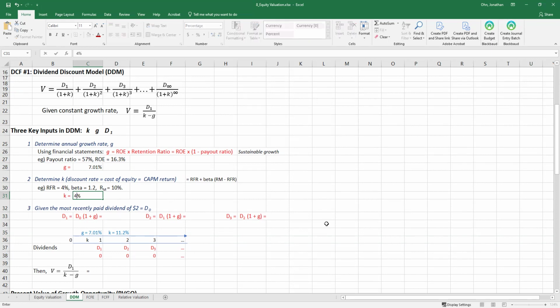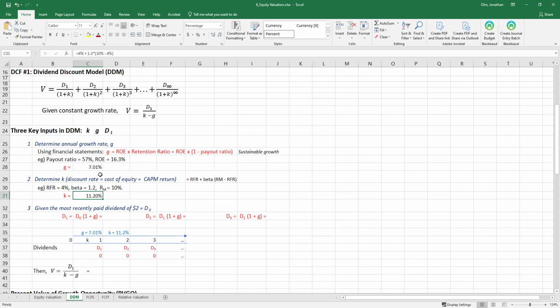The risk-free rate of return is 4%, plus beta 1.2 times the market return of 10% minus the risk-free rate of return of 4%, right? That's how you calculate the CAPM return. Do you remember that? This is the CAPM return, and if I put an equal sign, that's 11.2%. That is these companies' required rate of return, the CAPM required rate of return.